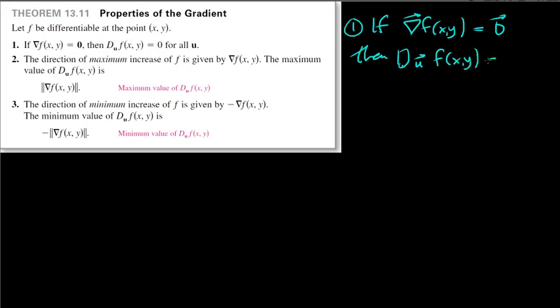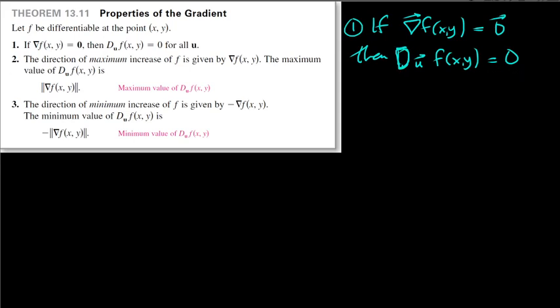Okay, so now we come to another property of the gradient. We have a function f differentiable at a point. And the first thing it says is that if the gradient is the zero vector, and we actually saw an example of that already, the gradient is a vector, but at a specific point, it could be the zero vector. And if that's the case, then the directional derivative of any function f in that direction has to be 0, not as a vector. Remember, the directional derivative is a scalar.